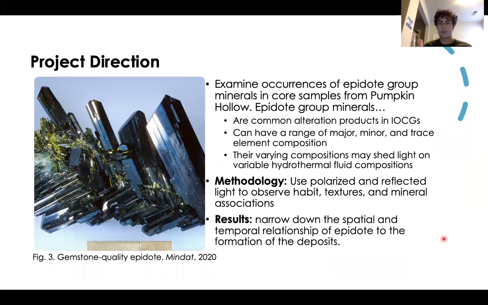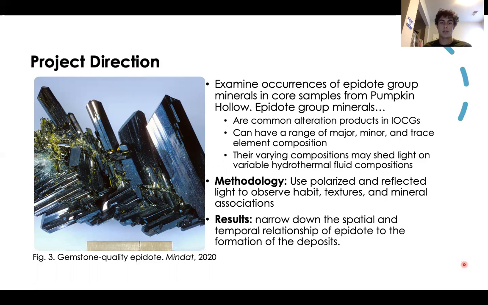So some of the different directions I'd like to try and go in with my project include looking at a specific group of minerals, and those are the epidote group minerals. And what I would like to look at is, are they common alteration products in iron oxide copper gold deposits? And this can help us determine some of the conditions in which this IOCG specifically formed. And narrowing that down is essentially what I hope to end up with through my research.